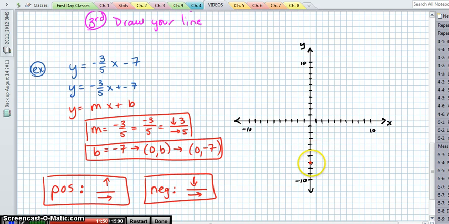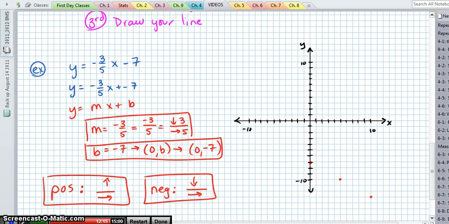Now I'm going to use the slope, and from this point I'm going to go down 3 and over 5. So 1, 2, 3 and over. 1, 2, 3, 4, 5. So again, I'm moving down 3 because it's negative, and to the right 5. I could do it again, but I have grid paper, and you might be working on lined paper, so you might not be able to do that.